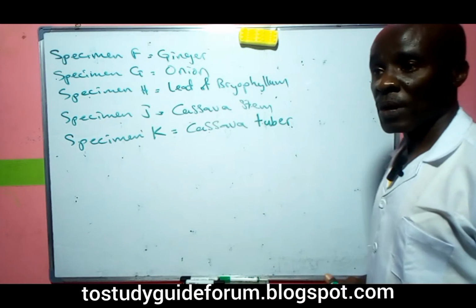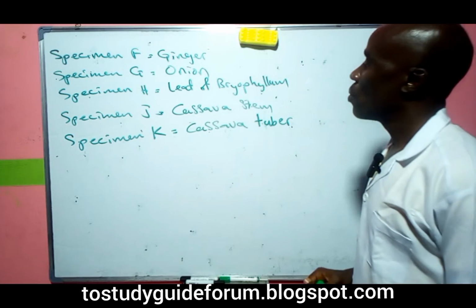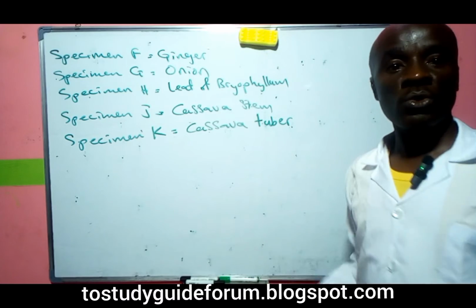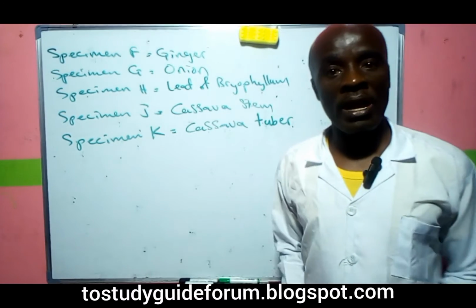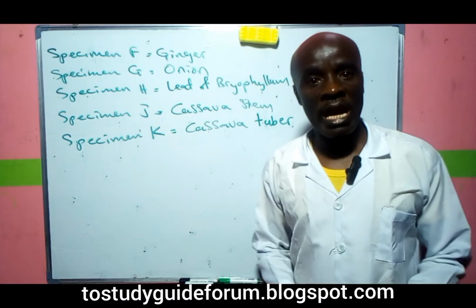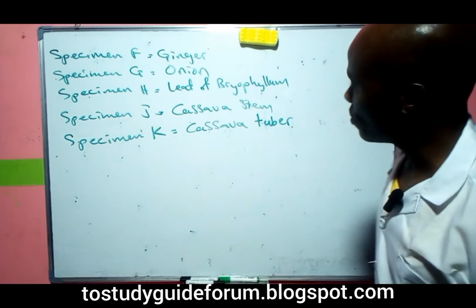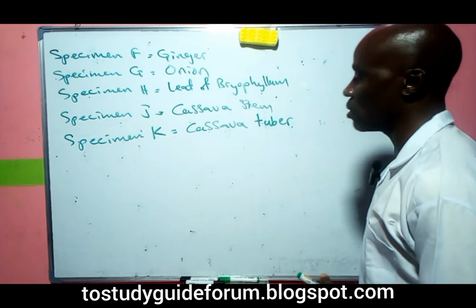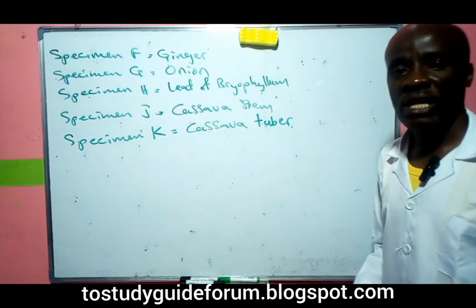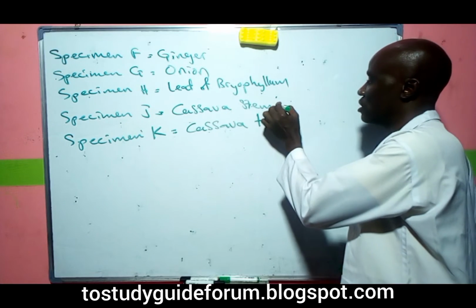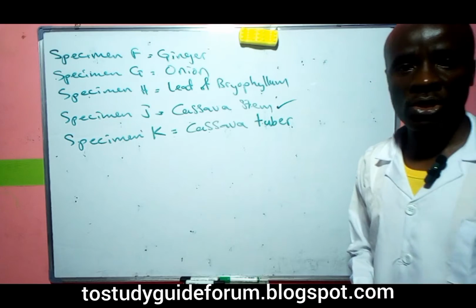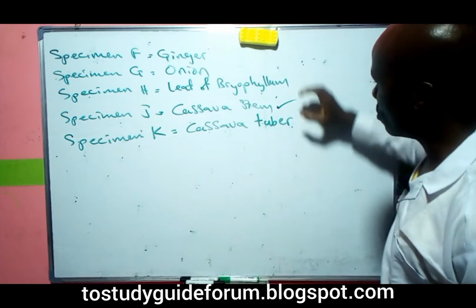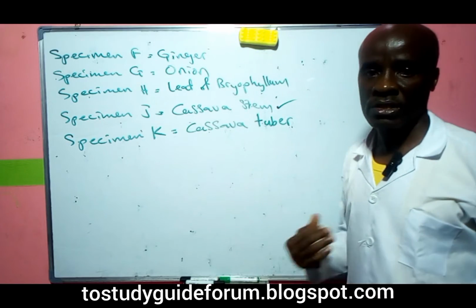Vegetative propagation is of two types, which we know. In these two types, we have the one we call natural vegetative propagation and artificial vegetative propagation. A good example of the one that we use in artificial vegetative propagation is this. The cassava stem is artificial, while these other ones are the natural way of vegetative propagation.